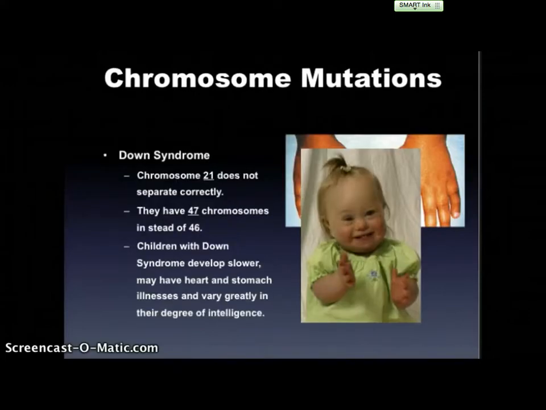So with Down syndrome, chromosome number 21. So remember, you have 23 pairs of chromosomes. So think about chromosome number 21 not properly separating during meiosis. So instead of that sperm or egg having 23 chromosomes, one of them will actually have 24. So therefore, when the egg and sperm join, instead of having 46, you'll have 47. As a result, children with Down syndrome are going to develop slower. They may have heart, stomach illnesses, and they vary greatly with their degree of intelligence, but it absolutely can have cognitive effects.